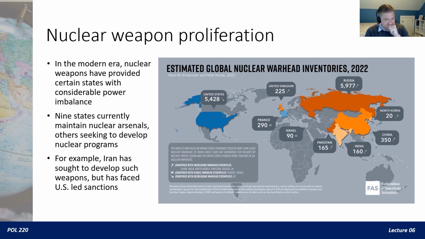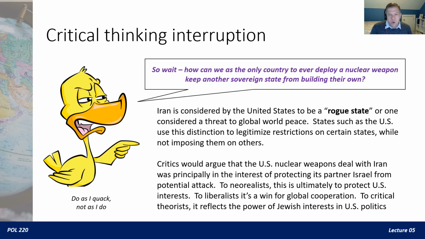Other countries have sought to develop weapons. Iran has sought to develop a nuclear program, and that has essentially been stopped by a variety of U.S.-led sanctions that have kept them from being able to do so. Okay, so let's see what the duck says.